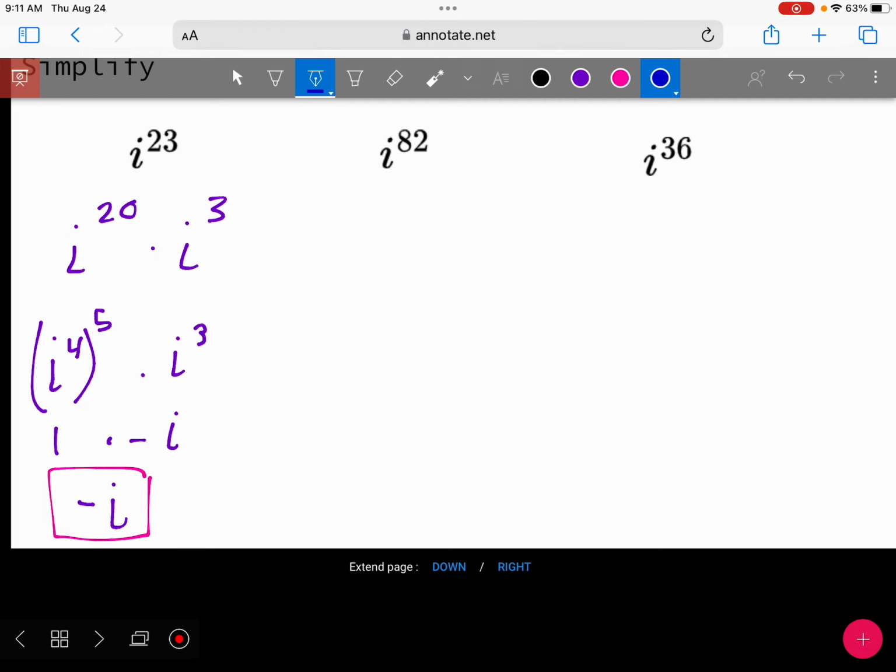Okay? So let's look at the next one, 82. Well, I know that 80 is a multiple of 4. So I'm going to make it i to the 80 times i squared. Because i to the 80 is i to the 4th 20 times. But i to the 4th just means 1. And so 1 to the 20th is also just 1. So we get 1 times i squared. 1 times negative 1, and our answer here is negative 1.